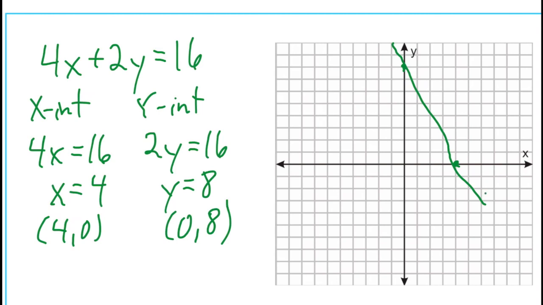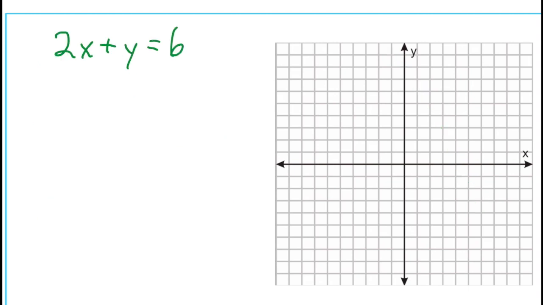That was wonderful right at the end. So you get the idea. Next problem, why don't you guys go ahead and pause the video and see if you can write down what is your x-intercept, what is your y-intercept, and then use those to draw your line.